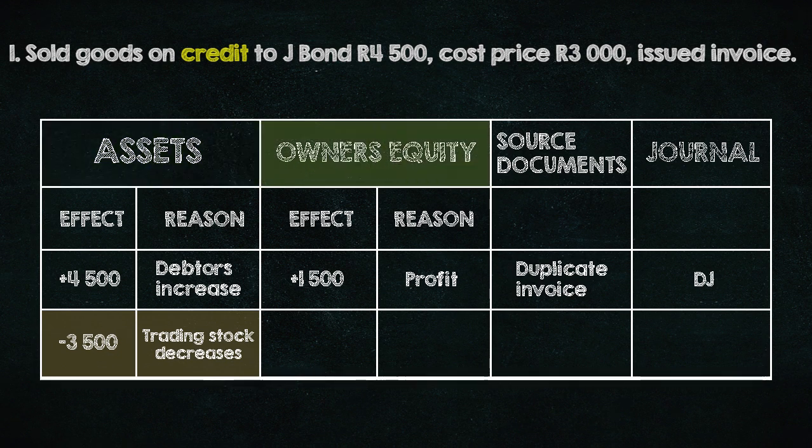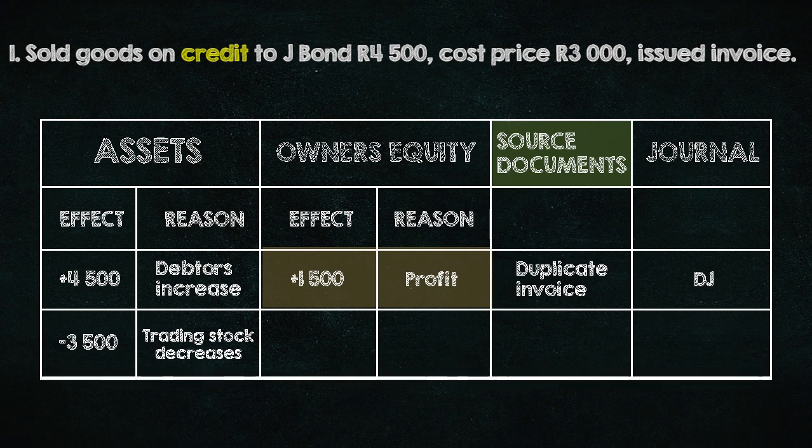Now let's look at owner's equity. If the business sold the goods for 4,500 Rand and the cost price is 3,000 Rand, the business made a profit of 1,500 Rand. The profit will increase the owner's equity.